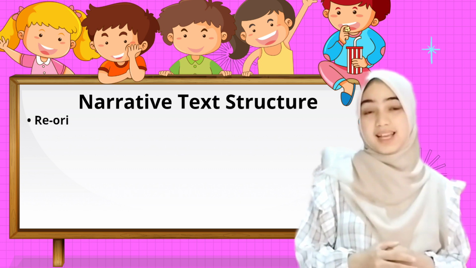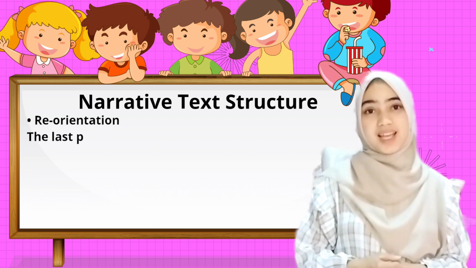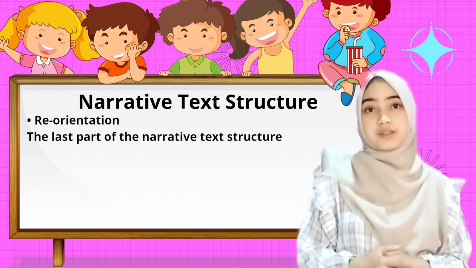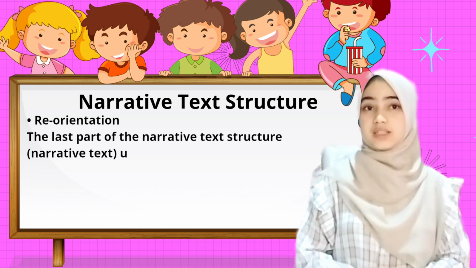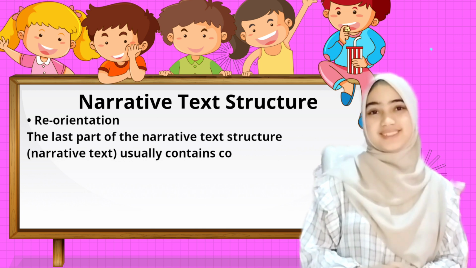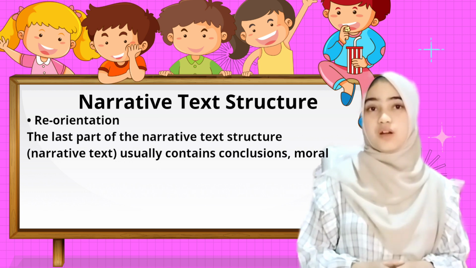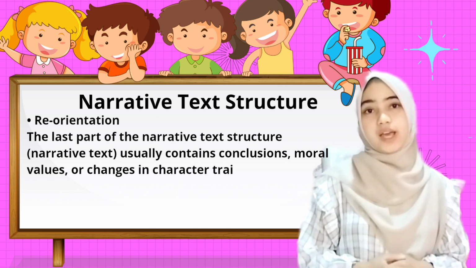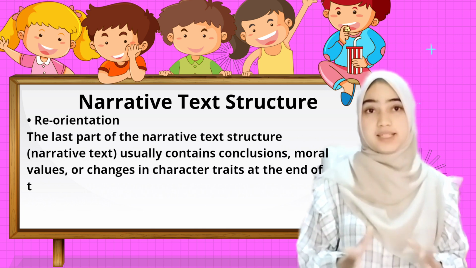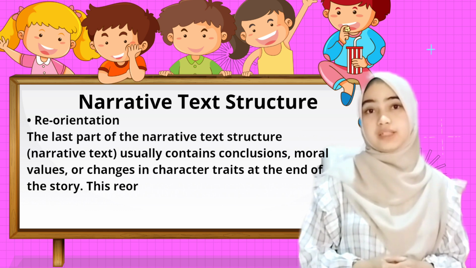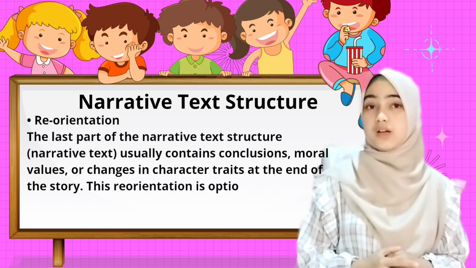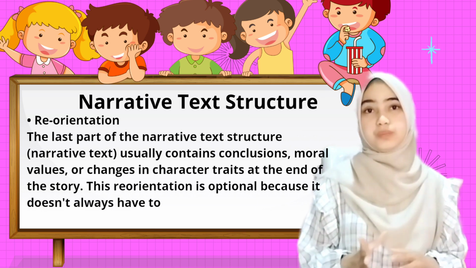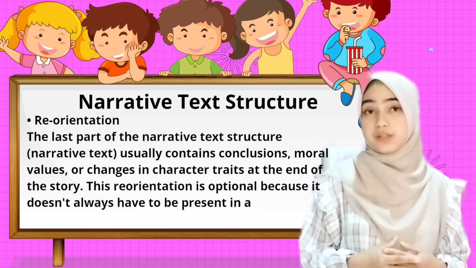And the last, reorientation. The last part of the narrative text structure usually contains a conclusion, moral values, or a change in character traits at the end of the story. This reorientation is optional because it doesn't always have to be present in a narrative text.